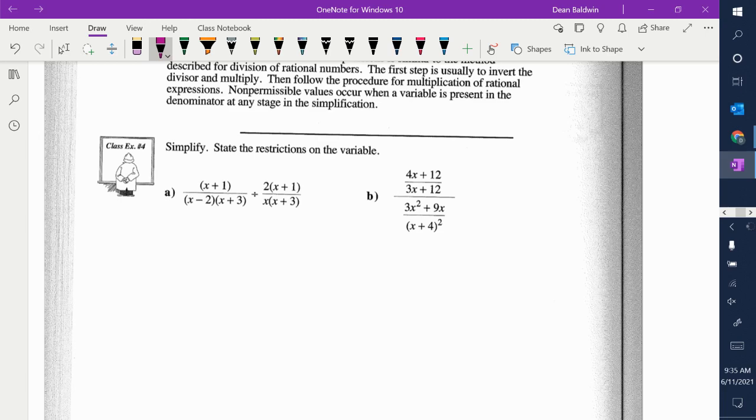So then this next step, once you have it like this, is to figure out your NPVs. What are my NPVs here? 2, -3, and 0, right? Yeah, he's on it already. Now, here's the thing. When you're dividing, you flip the second fraction, right? So as soon as I flip this fraction, this becomes like this.